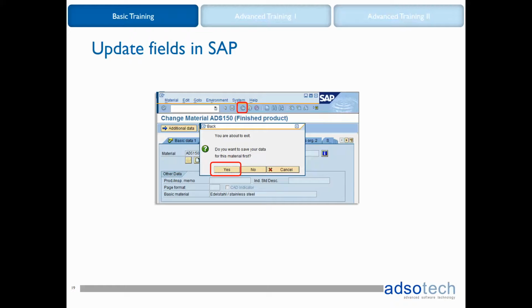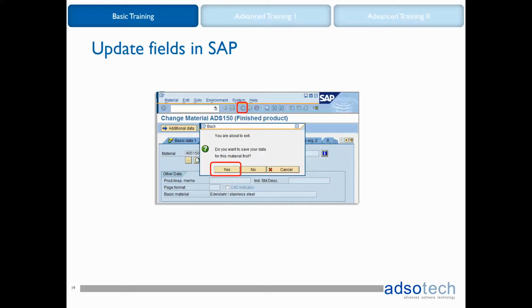Once you are happy with the fields that you have recorded, all you need to do is back out from SAP, of course saving your data in the process. In MM02, we recommend that you exit from the transaction by clicking the back button and then clicking yes when SAP prompts you to save your data.